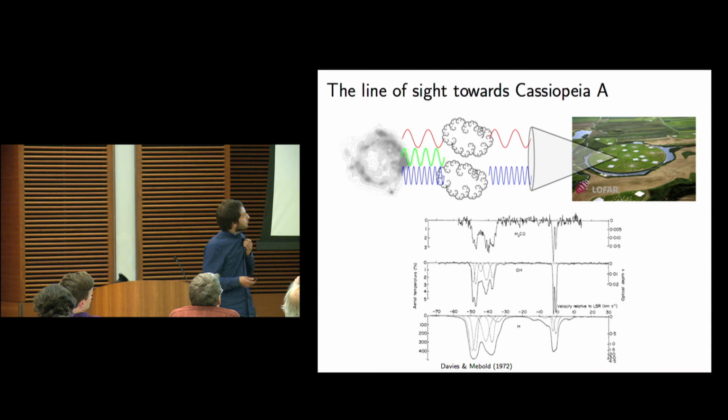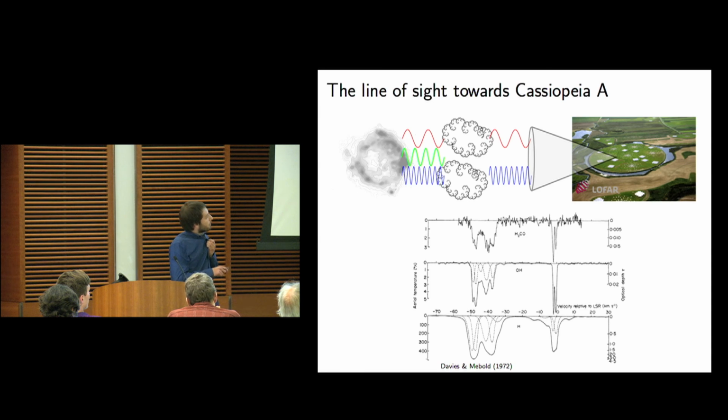So just to show the power of LOFAR in doing this, I'm going to use our pilot study of Cas A to show how this works. And just as a reminder, the line of sight towards Cas A intersects the Perseus arm, where we can see at least two main velocity components, and also the Orion spur. And here I will focus mostly on these two components.